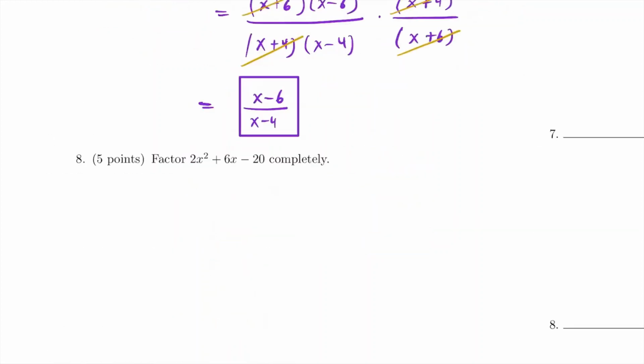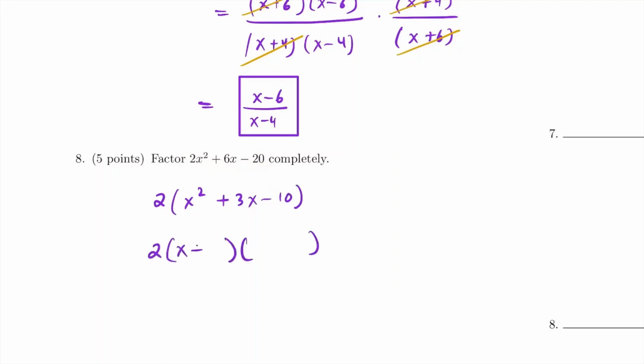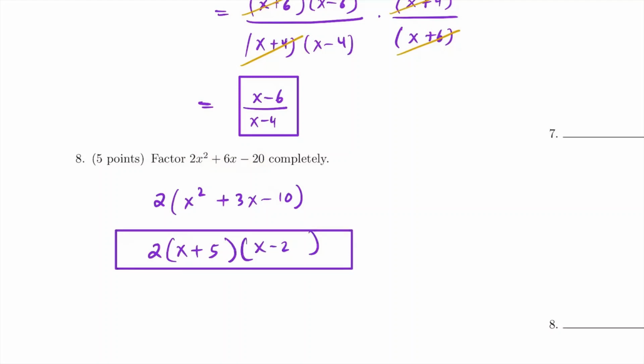Now let's take a look at this problem, number 8. We're going to factor this expression completely. And I see they all have a GCF in common. So the greatest common factor is a 2. So I pull out a 2. I have x squared plus 3x minus 10. And then I refactor the inside. So this will factor into x plus 5 and x minus 2. And then just double check your answer by redistributing. So this would be your completely factored expression for that.